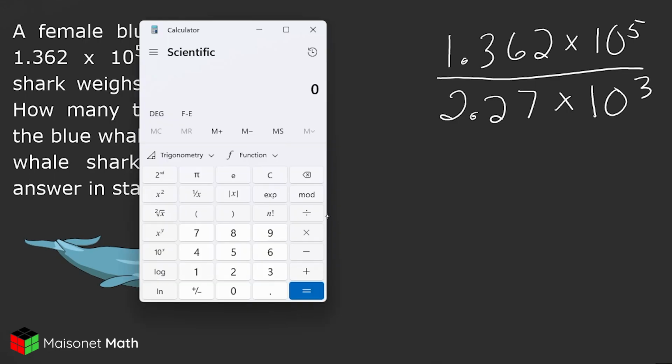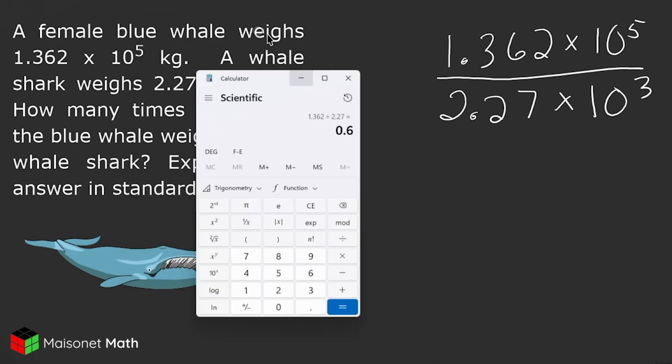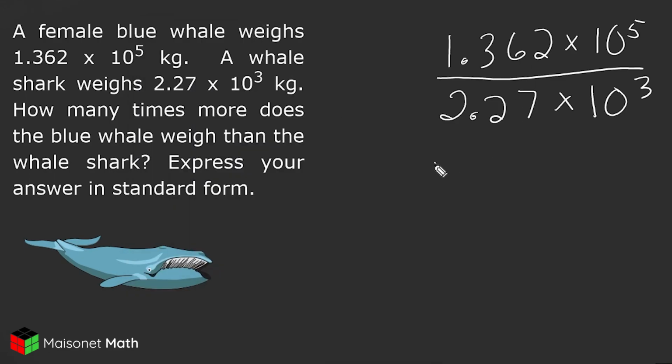So let's go ahead and take 1.362 and divide it by 2.27, and we end up getting 0 and 6/10. So the quotient of these two numbers is 0.6, and then what we do is we take 10 to the fifth and divide it by 10 to the third, which is 10 to the second. So all you do is you take your base 10 and write it one time, and the exponent is just going to be the difference of our exponents.